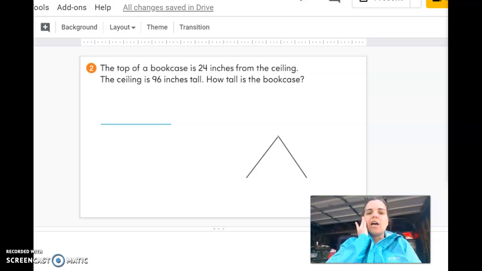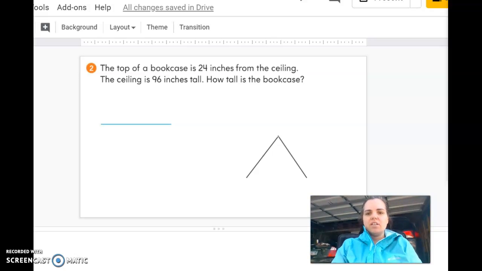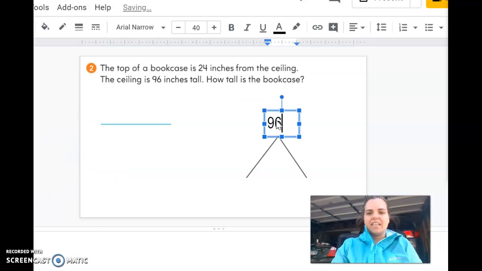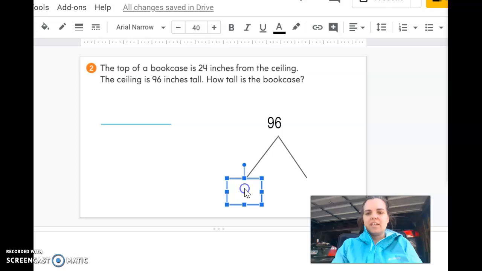All right, we're going to do another one together here. Number 2, the top shelf of a bookcase is 24 inches from the ceiling. The ceiling is 96 inches tall. How tall is the bookcase? Well, how tall is the ceiling? Yep, 96 inches. So at the top of your math mountain, write 96. How far is the top of the bookcase from the ceiling? Yep, 24 inches. So put 24 there.